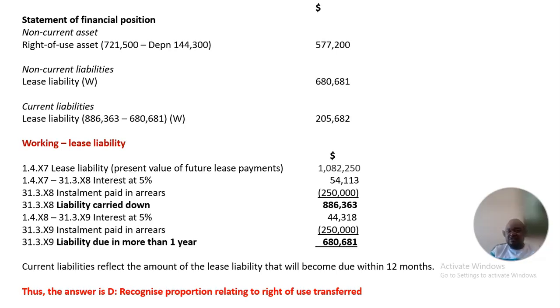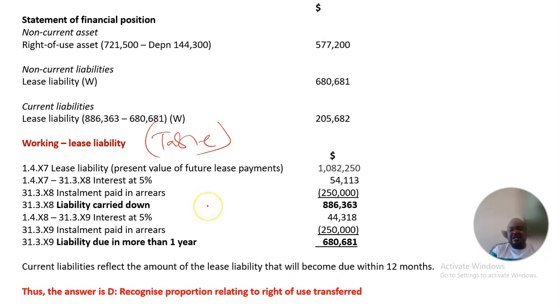So let us try to do some workings. Okay, just ignore the first part, the statement of financial position and so forth. All right, let us concentrate on the lease liability. In this case, this is the lease table I've been talking about. Sometimes it is given horizontally, sometimes you can do it vertically. All right, doesn't matter. You just have to know the principle.